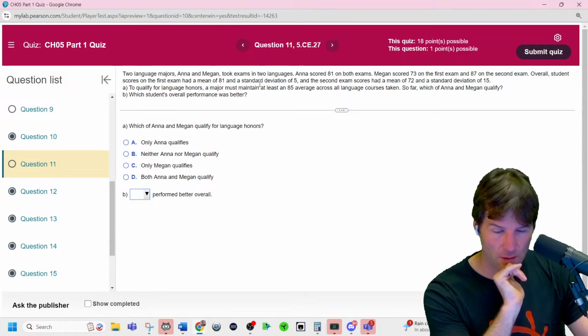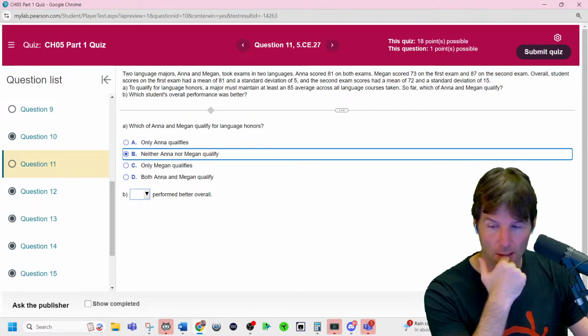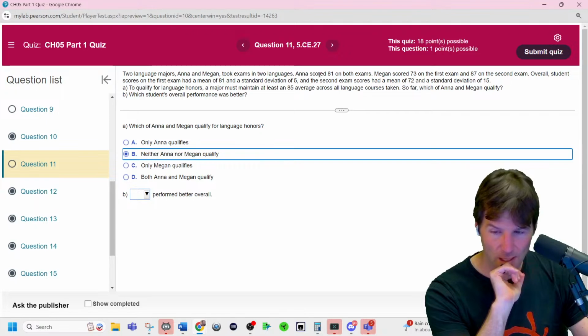Scores on the first exam were mean of this, standard deviation of this, mean of this, standard deviation of this. To qualify for honors, a major must maintain at least an 85 average across all language courses taken. So far, which of the 2 qualify? Well, Megan does not qualify, and Anna neither. Neither qualify because they don't have an 85 average. Which student performance was better? So an 81 is the mean for the first, and it's 0.6 standard deviation. So you got a 0 and a 0.6.